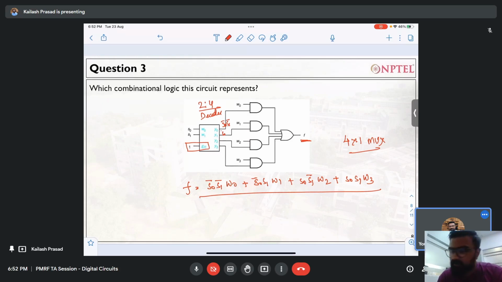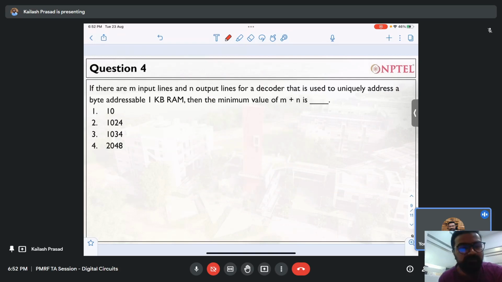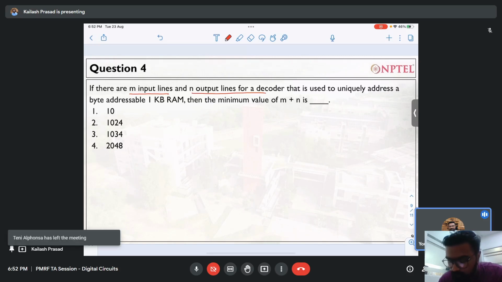Any question? No questions, right? So this was the third part. Let's move to the fourth question. The question is very simple, and it was a fill in the blanks question in one of the GATE exams, but I have given the options for you. If there are m input lines and n output lines for a decoder, I have a decoder, right?